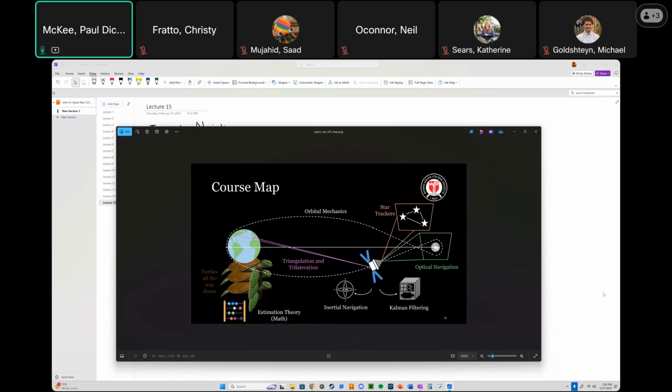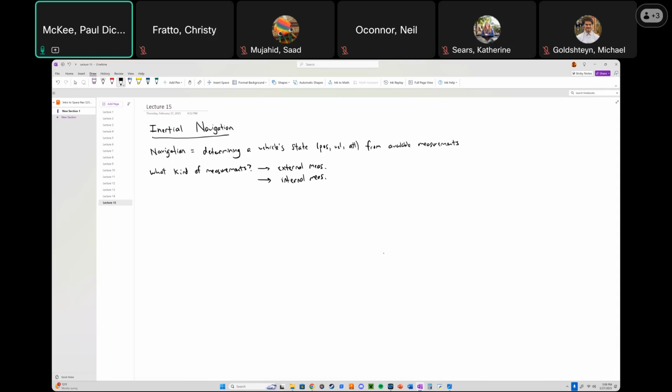Inertial nav is a bit different. We're not taking external measurements, we're taking internal measurements. External measurements are generally light, and the analogy there would be human eyes. But internal measurements would be something like the human vestibular system.